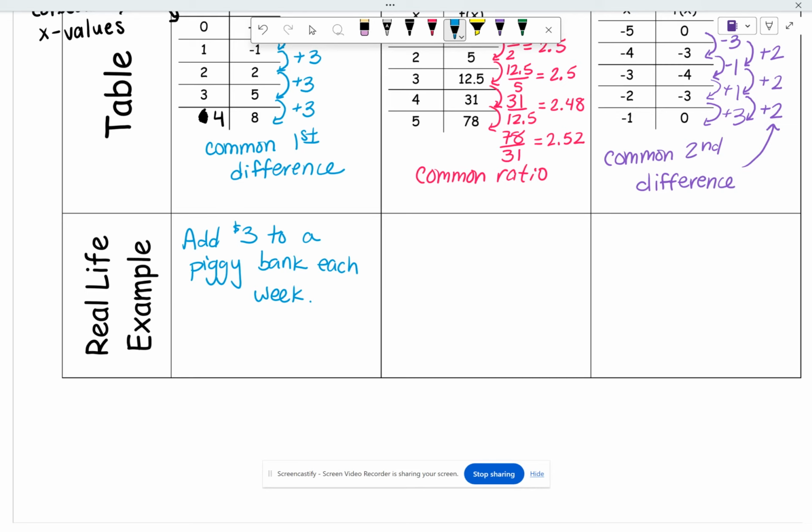Or let's say every single time you go to, I don't know, Chipotle, you order the same exact thing every single Wednesday, it costs you $12, right? That'd be minus $12, minus $12, minus $12 every week, right? That would be linear. It'd be a common change, a common difference.